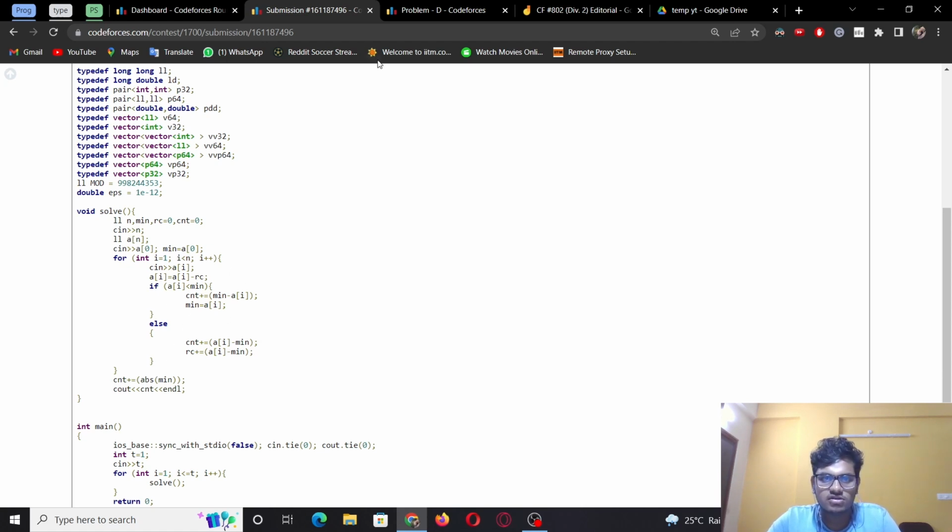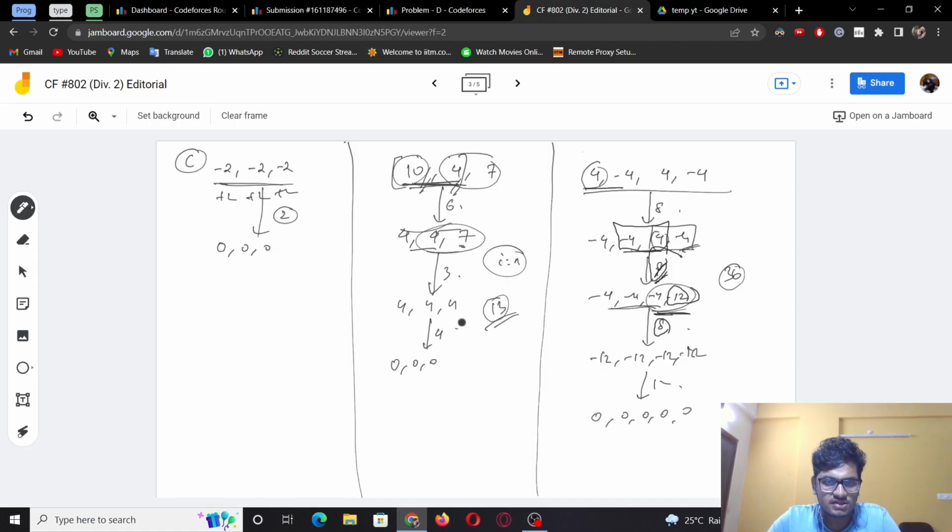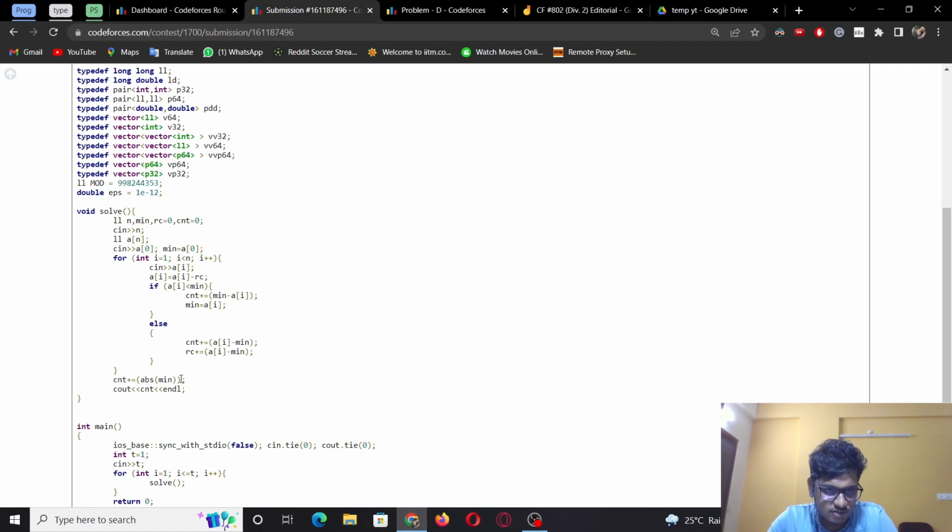Now, after we have done all the steps, if you see in the end, like in this case, we ended up with 4, 4, 4. In this case, we ended up with minus 12, minus 12, minus 12. So whenever we end up with something, we are just taking that many more steps, and that is the absolute value of what we are ending with, because we can do -1 to all and +1 to all. So we add the absolute value of that to count, and then we have just outputted count for this question.